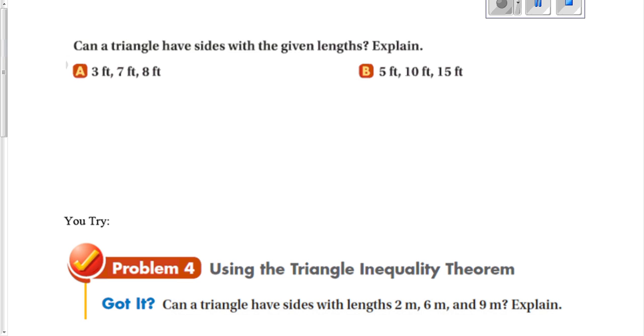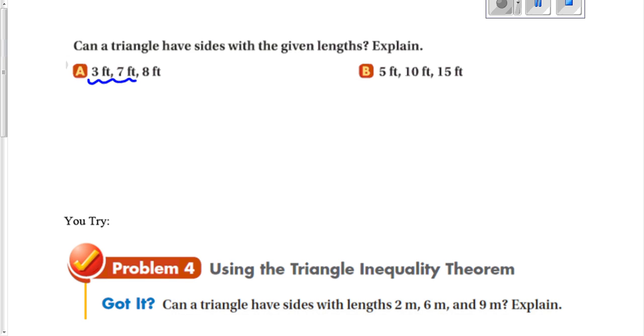Okay, so we're going to use that to help us answer this question. Can a triangle have sides with the given lengths? So if I give you 3 numbers, will they make a triangle? Okay, so I'm not just saying draw a triangle. I'm saying if you're given these 3 specific lengths, do they add up? So we're going to use what we just talked about. We're going to check every combination.